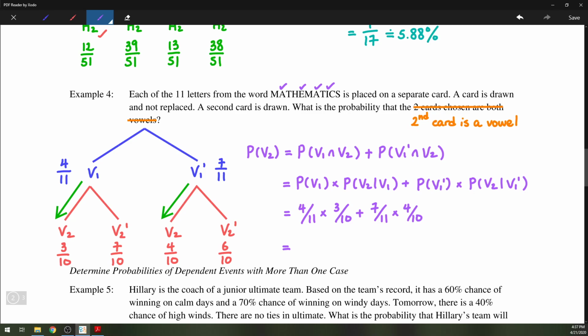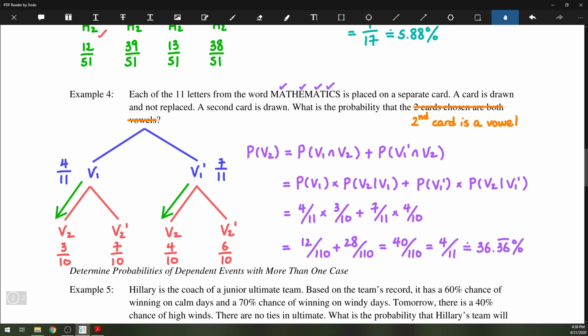So it makes sense that the first term here is less likely because there are fewer vowels than consonants. So that would be 4 times 3 is 12 out of 110, plus 7 times 4 is 28 out of 110. So that will be 40 out of 110, so really 4 out of 11. And once again, if you use the calculator to figure out the percentage, you will get 36.36 repeated. Okay, so that's how you would handle the questions where it asks you for multiple cases.